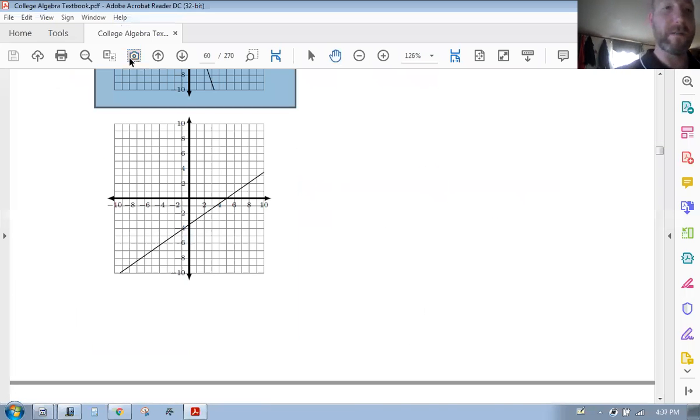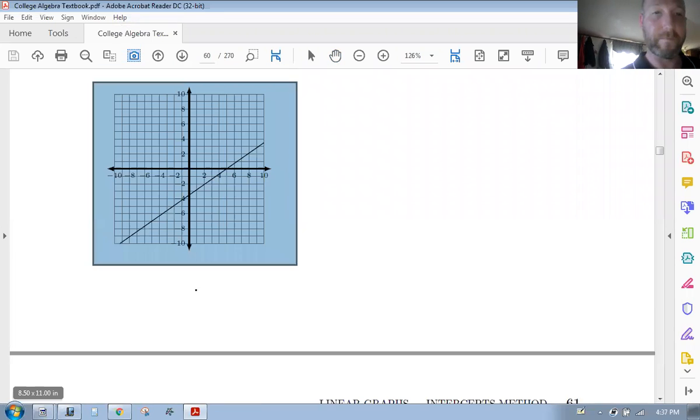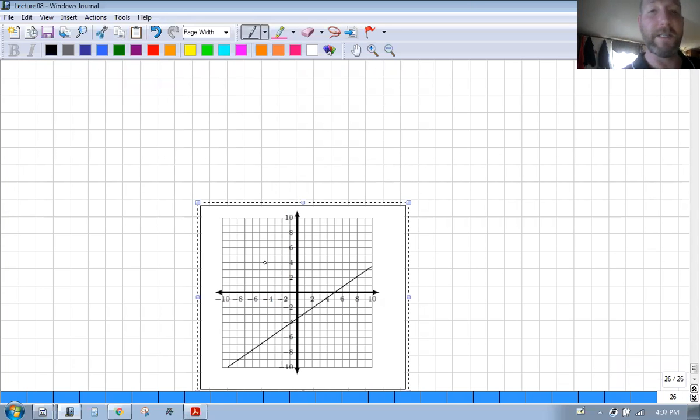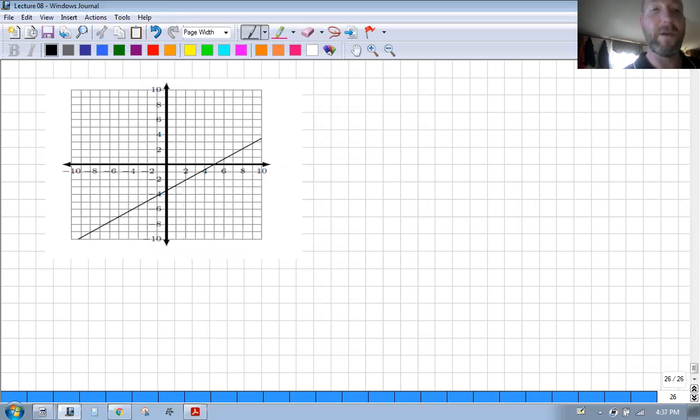And what about this guy? Looking at this, it's going uphill. I can tell you that m is positive. We got this and this. That point there is (0, -3.5). This point up here is (5, 0). This is our x-intercept. This is our y-intercept.